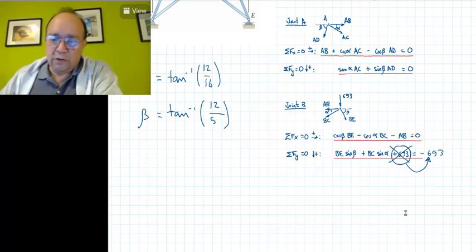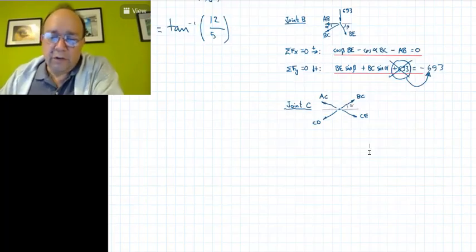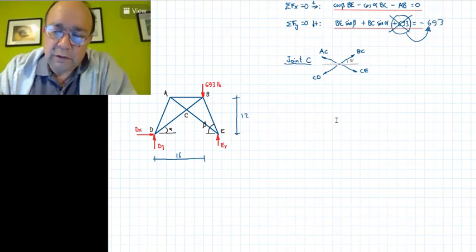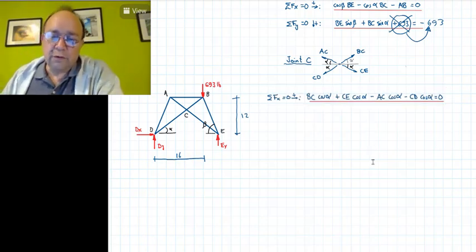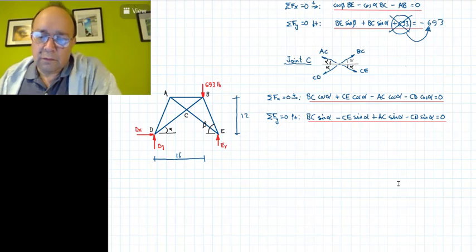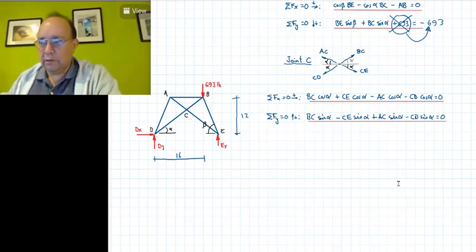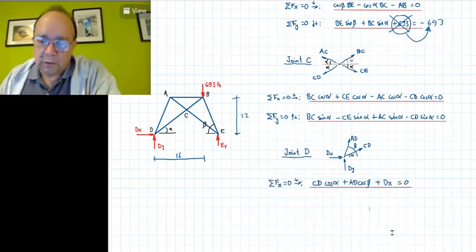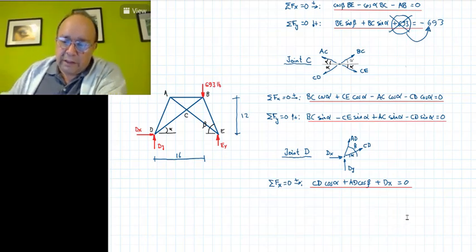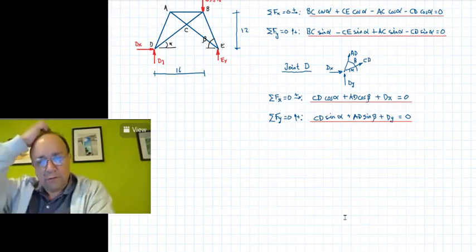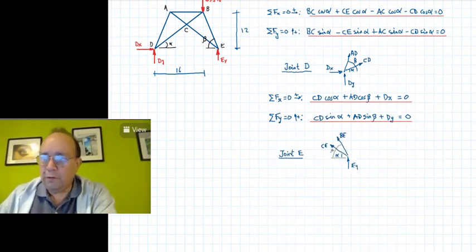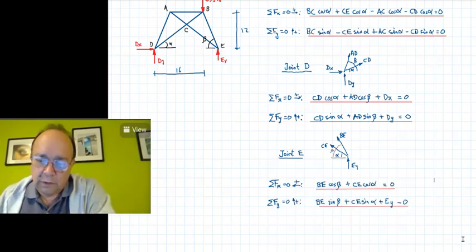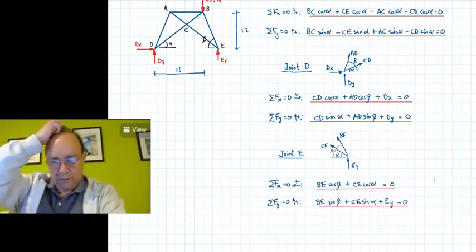Go for joint C. Joint C, all the angles are alpha. This angle is also alpha, alpha, alpha. Summation of forces in the x direction. Summation of forces in the y direction. Joint D. Summation of forces in the x direction. Summation of forces in the y direction. Joint E. Summation of forces in the x direction. And summation of forces in the y direction.